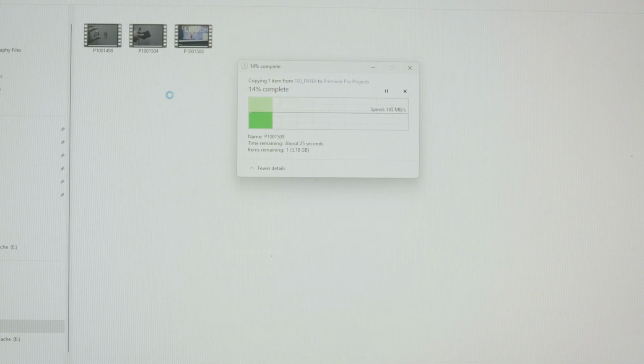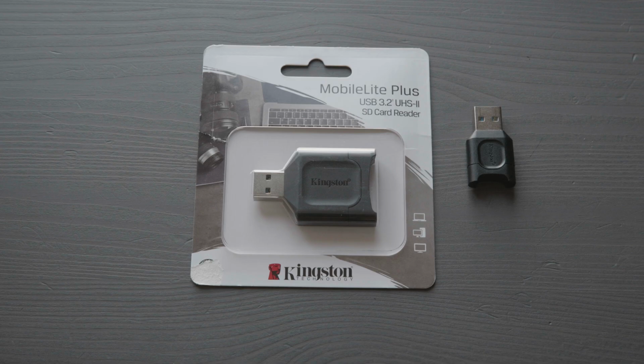Now, if I put that same SD card into one of the Kingston MobileLite readers, I get transfer speeds of up to 147 megabytes per second, which is very close to the advertised speeds. So as you can see, the Kingston card reader is capable of much higher speeds. So far, I've tested both SanDisk and Lexar cards on these, so compatibility seems to be good so far.